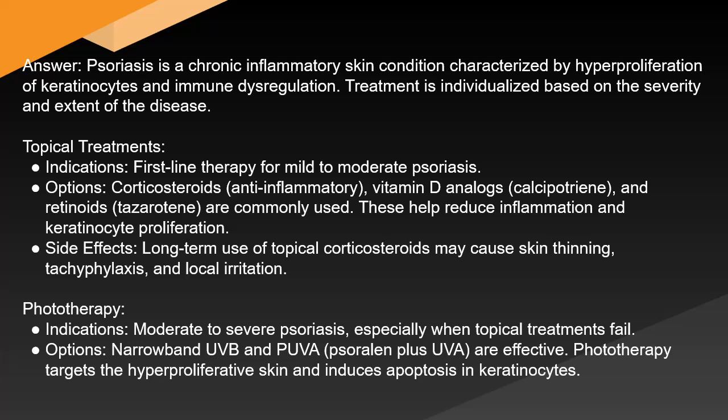Topical treatments. Indications: first-line therapy for mild to moderate psoriasis. Options: corticosteroids, anti-inflammatory, vitamin D analogues, calcipotriene, and retinoids. Tazarotene are commonly used. These help reduce inflammation and keratinocyte proliferation. Side effects: long-term use of topical corticosteroids may cause skin thinning, tachyphylaxis, and local irritation.